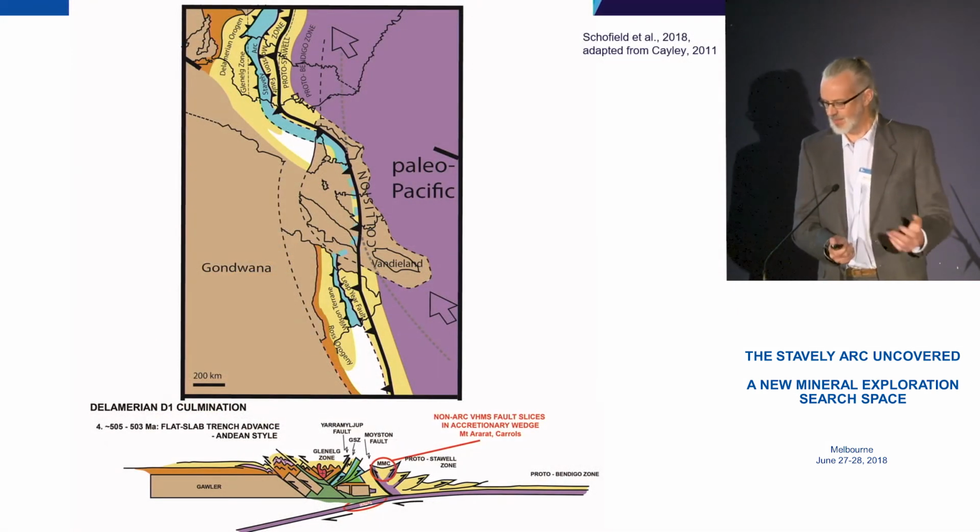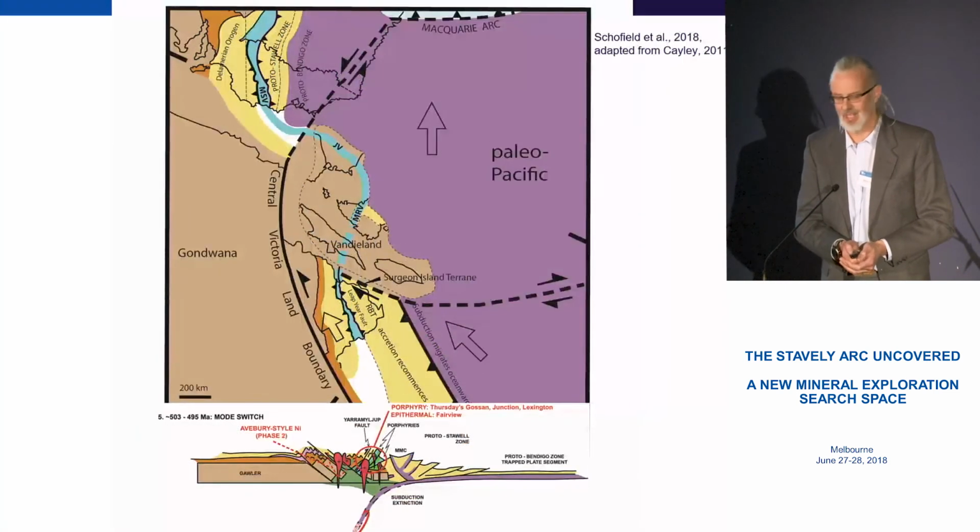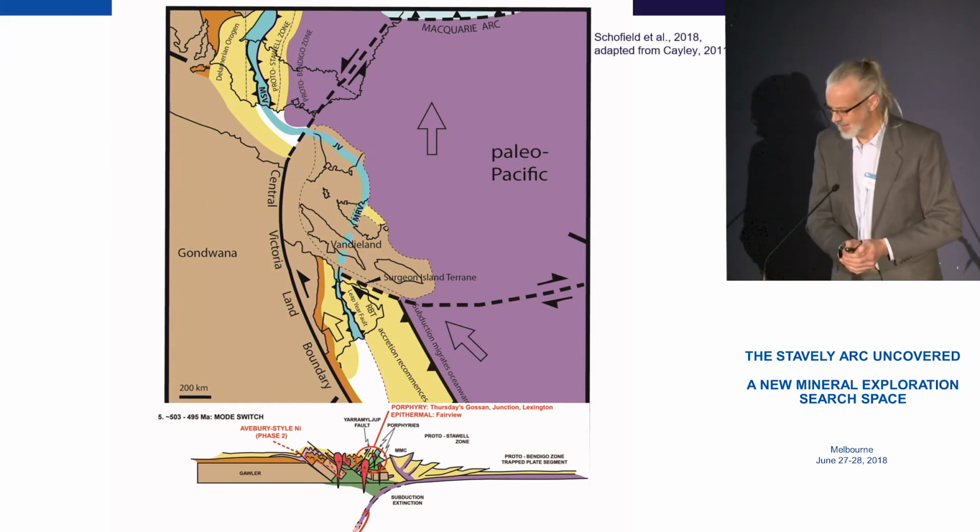And then the next thing that happened is, with this ingested microcontinent, when subduction stalled on the margin, it actually jumped outboard to a new arc, and that's the Macquarie Arc. So the birth of the Macquarie Arc sort of marks the death of the Stavely Arc, but they're all a continuum, just in a slightly different spot.